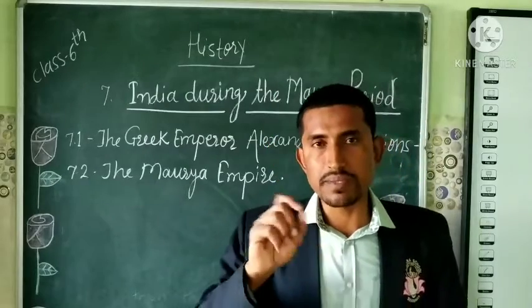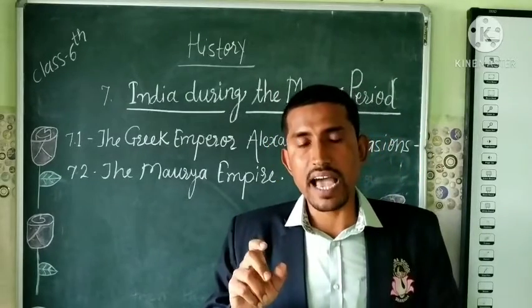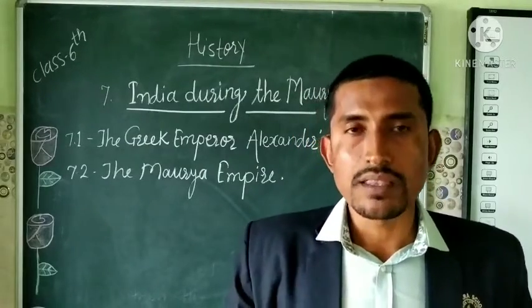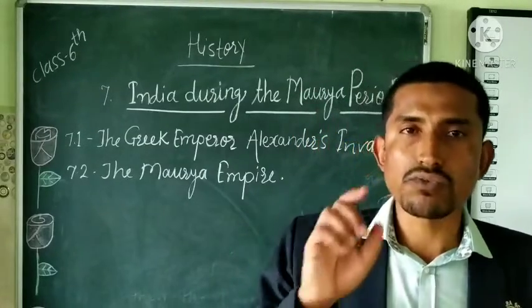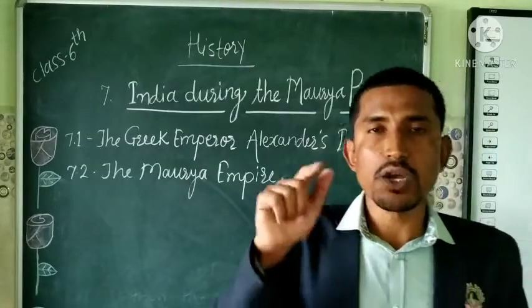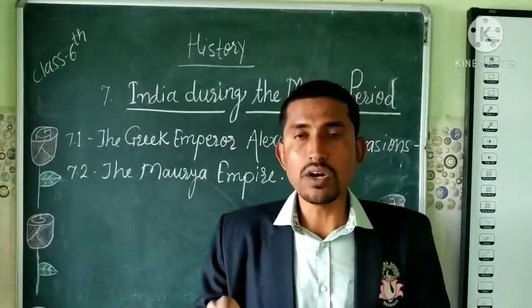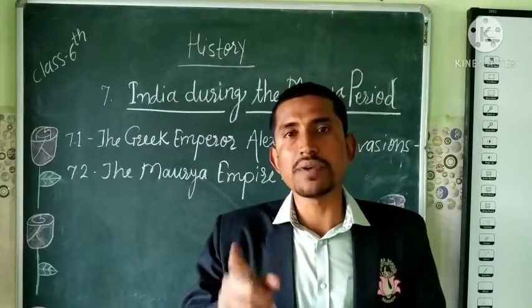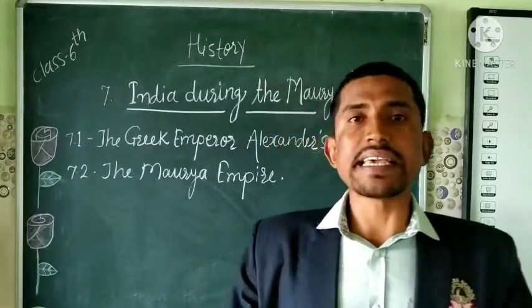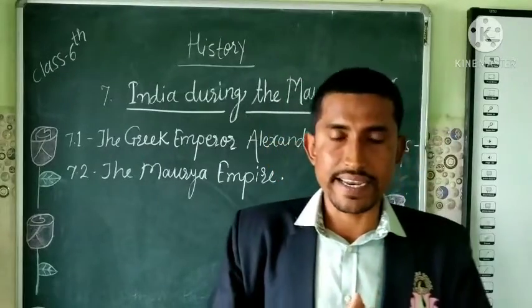The inscription, means the writing, tells us that Chandragupta Maurya built a dam. The name of that dam is Sudarshan, which is near Junagadh. Junagadh is in Gujarat state. So Sudarshan Dam, which was built by Chandragupta Maurya, is in Junagadh, means in Gujarat state.